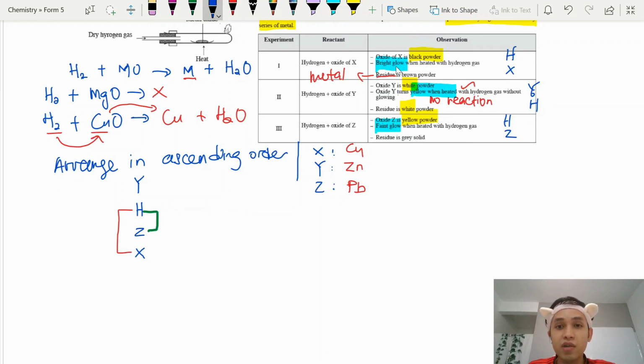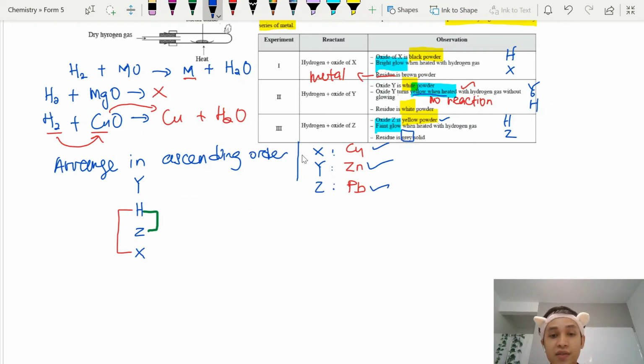So for oxide X, the X oxide here is black powder. You only have one black powder oxide, which is copper oxide. I confirm it by looking at the residue, brown. So this one is copper, so this is correct. Oxide Y is white powder. Zinc oxide is white powder. A lot of oxides are white powder, but because they give me this one, yellow when heated, immediately I know that this is zinc. And then this one finally, yellow powder, and the residue is gray, so this is lead.